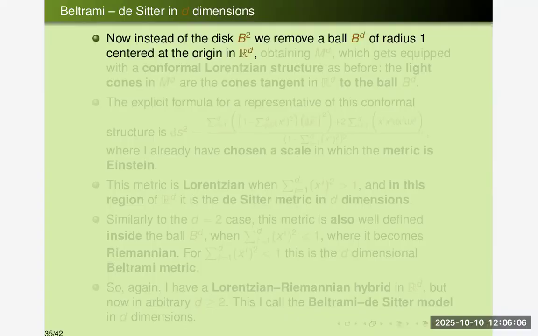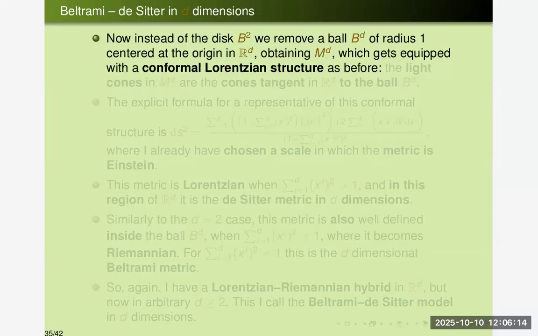So now instead of the disk B2, we remove a ball B of dimension D of radius 1, centered in R^D, obtaining M_D, and this gets a conformal Lorentzian structure in the same way. You have a ball removed from R^D, and then consider the cones tangent to this ball. And this will produce a conformal structure outside, and it's nothing but the de Sitter space.